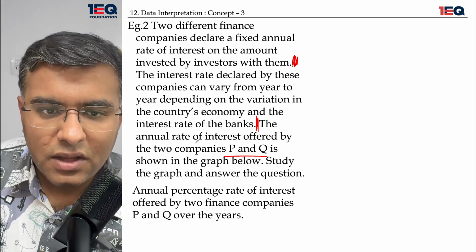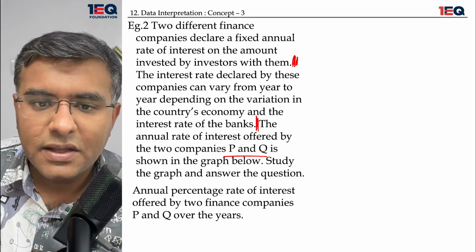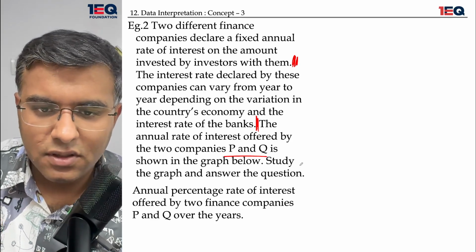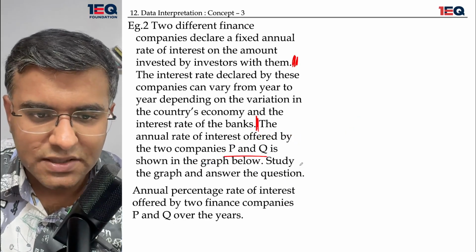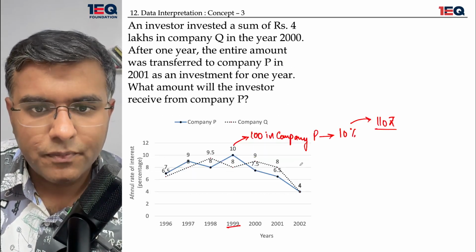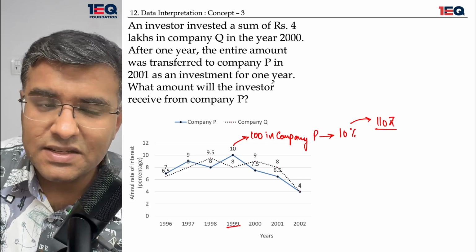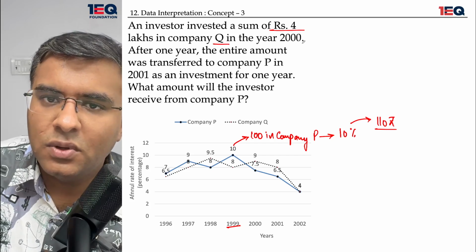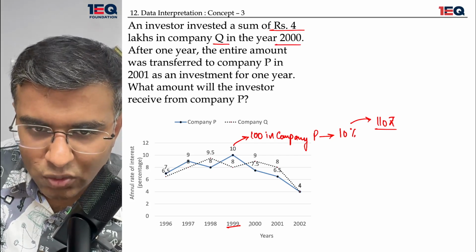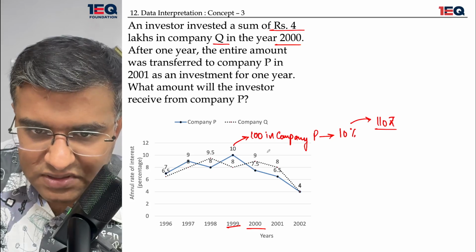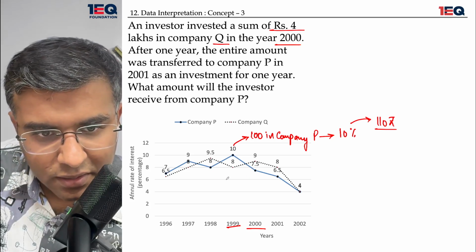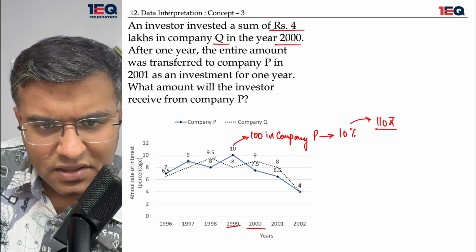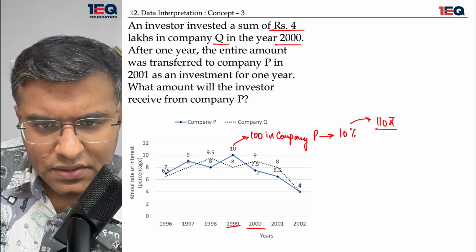Now, the annual rate of interest offered by the two companies P and Q is shown in the graph below. Study the graph and answer the question. So this is the graph. What does the question say now? An investor invested a sum of 4 lakh rupees in company Q in the year 2000. Company Q is the dotted one, and the one which is higher is P. The one which is lower is Q.